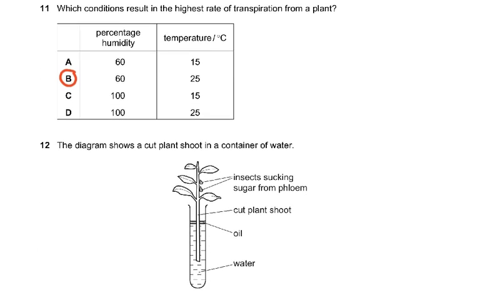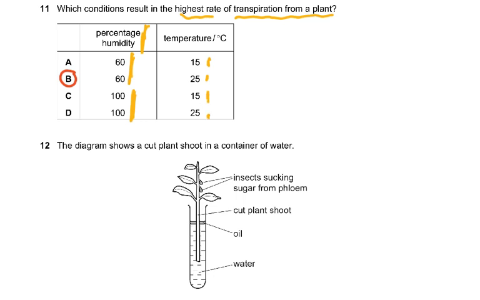Then coming to question number 11. Which conditions result in the highest rate of transpiration from a plant? So there were two percentage humidities, 60 and 100, and temperature in degrees Celsius was 15, 25, 15, 25. Now, the highest rate of transpiration would be when, number one, the humidity is less, the percentage humidity.